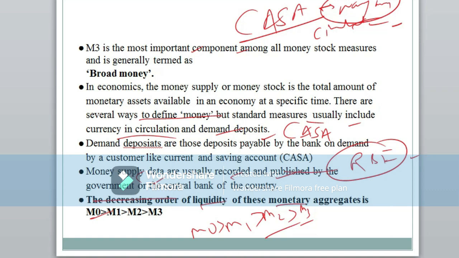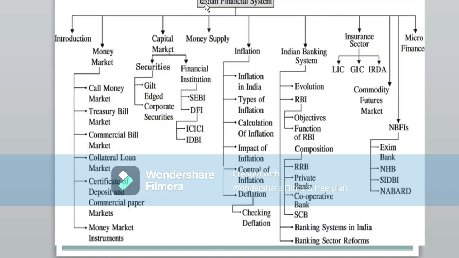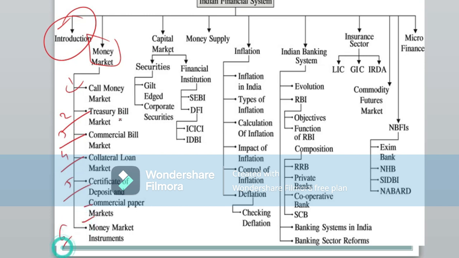Now let us move ahead. Indian financial system. The financial system consists of the money market. The money market has the call money market, treasury bill market, commercial bill market, collateral loan market, certificates of deposit and commercial paper markets, and money market instruments. Now there are capital markets.